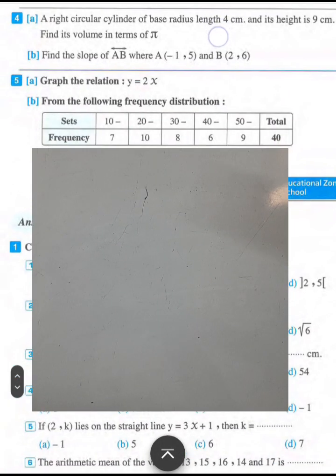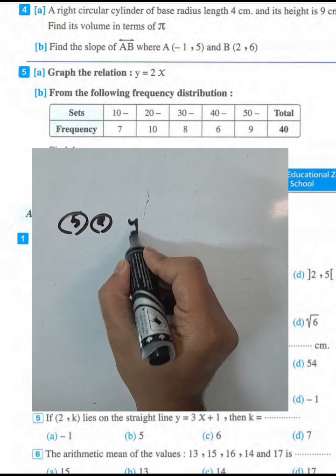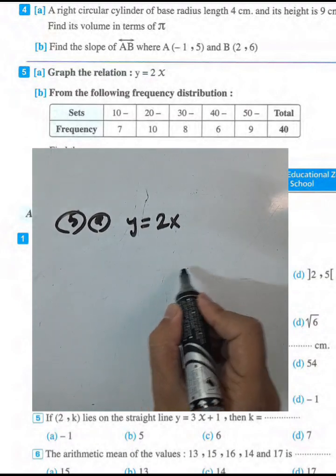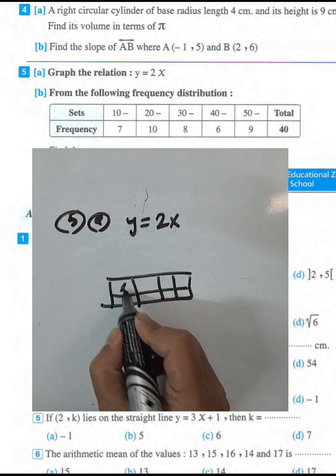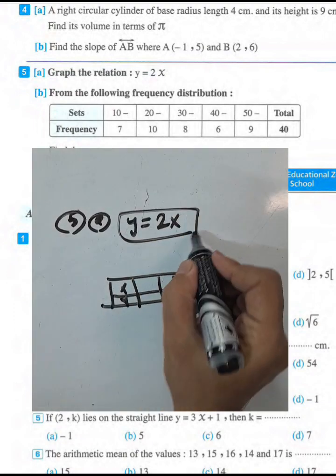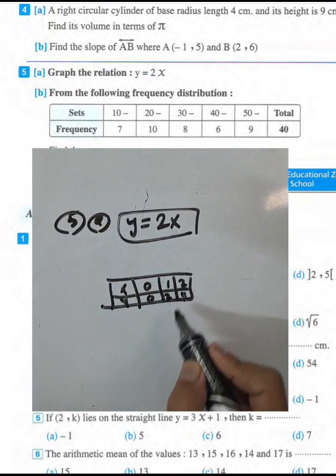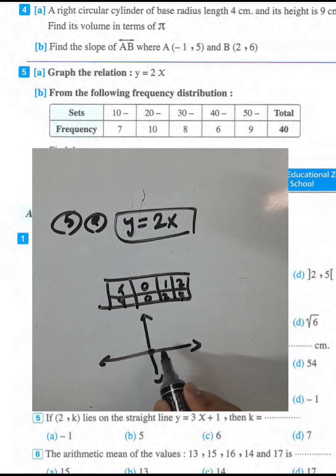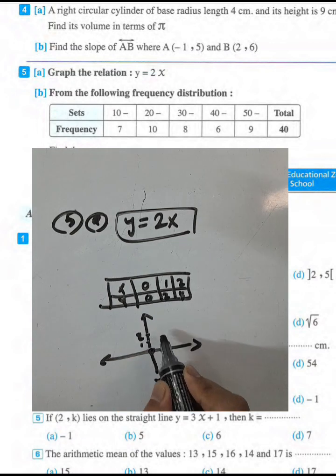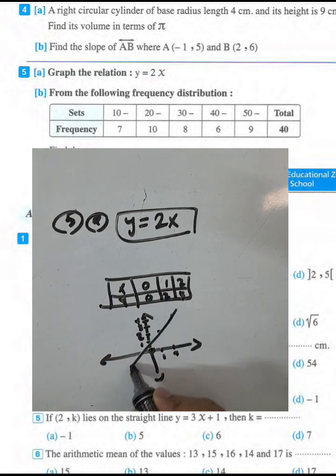Question number 5, letter E. Graph this relation y equals 2x. We have the table here, passing through the origin point because of the constant in this equation: 0 and 0, 1 and 2, since 1 times 2 equals 2, and 2 and 4, since 2 times 2 equals 4. And then we can draw the graph: 0 and 0, 1 and 2, and 2 and 4, and draw the straight line passing through the origin point.